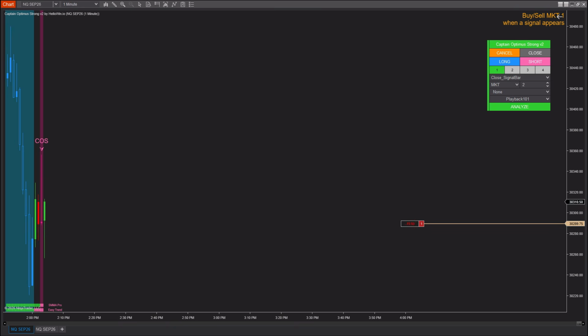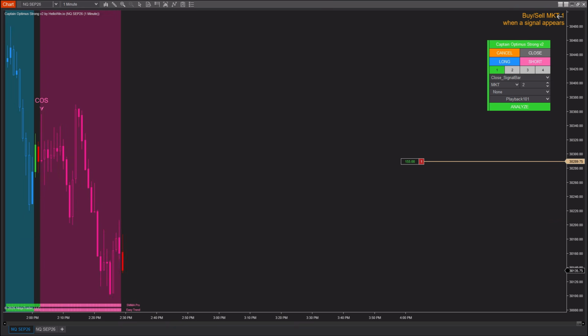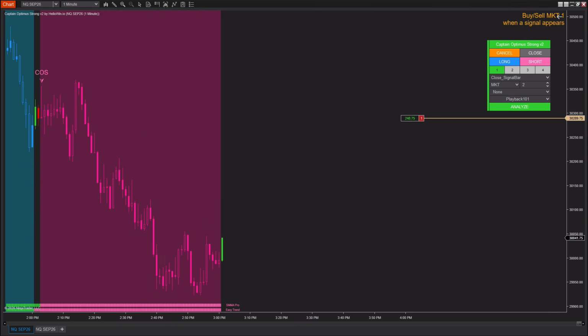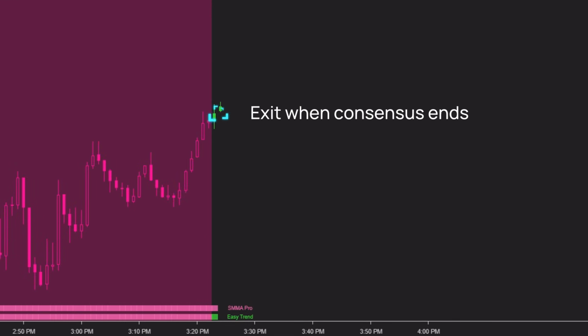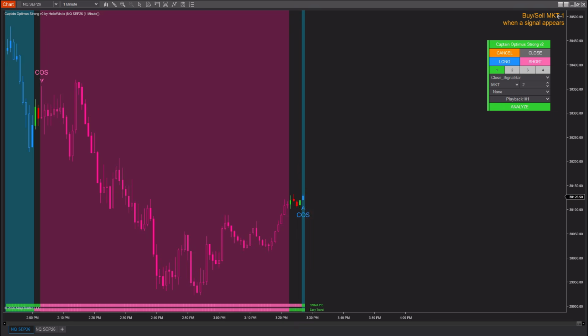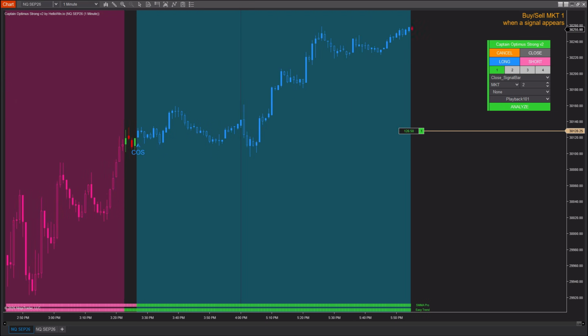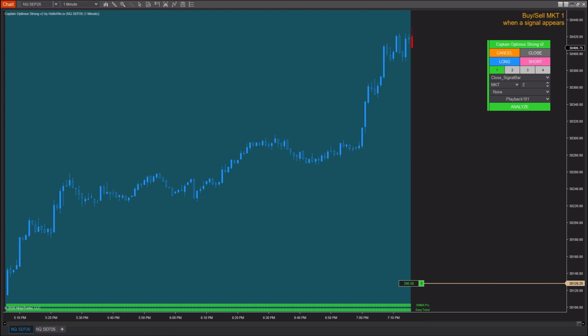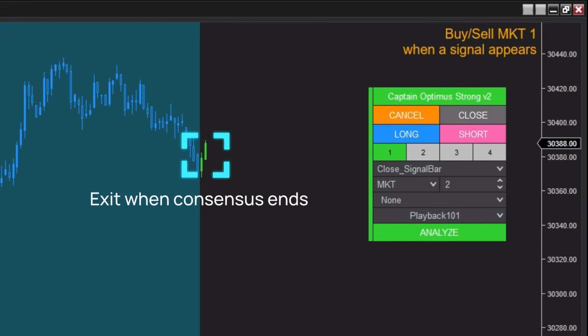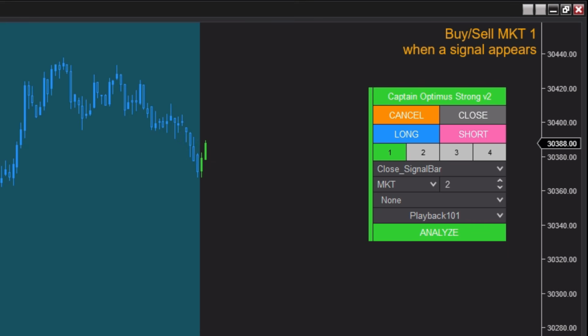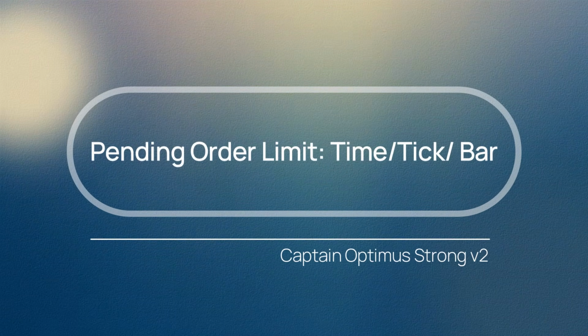Of course, the original exit mechanism from Captain Optimus Strong version 1 remains available. This is the consensus-ended exit feature. In this example, the system automatically closed the sell trade once the bearish consensus was no longer present. The buy trade works in exactly the same way. The system will continue holding the position as long as the bullish consensus remains intact. Once the overlap between bullish signals disappears, meaning the level of bullish agreement has weakened, the system will automatically close the buy position.